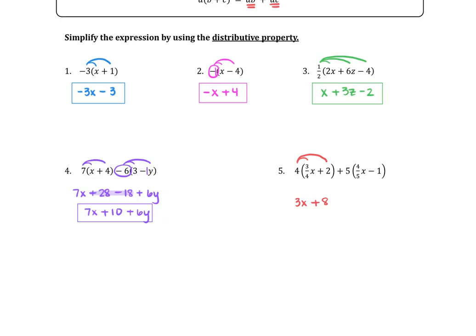Remember, when I go to distribute the second time, I have to take the sign with it, so I'm distributing a +5. 5 times 4/5. You can also think of this as 5 times 4 and then divide by 5. So that's going to leave me a 4, and I bring down my x. And 5 times -1 gives me -5. I look for my like terms. I have 3x and 4x that can combine together to give me 7x. And I also have a +8 and a -5 that are like terms that come together to give me a +3. I cannot combine these two, they're not like terms, so this is my simplified expression.